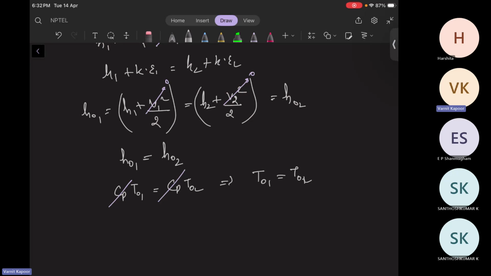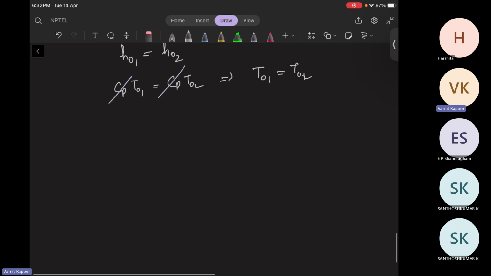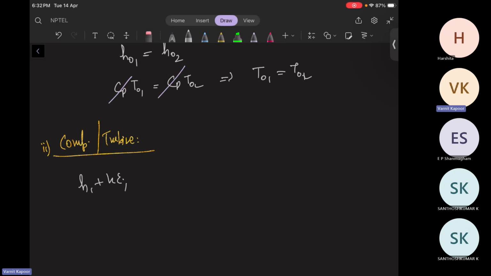Let us come to the scenario of compressor or turbine. These are either work absorbing or producing devices. Again, from the steady flow energy equation, H1 plus kinetic energy at 1 plus potential energy at 1 plus heat interaction is equal to H2 plus kinetic energy at 2 plus potential energy at 2 plus work interaction. Let us say again they are at the same datum level, so there is no change in the potential energy.